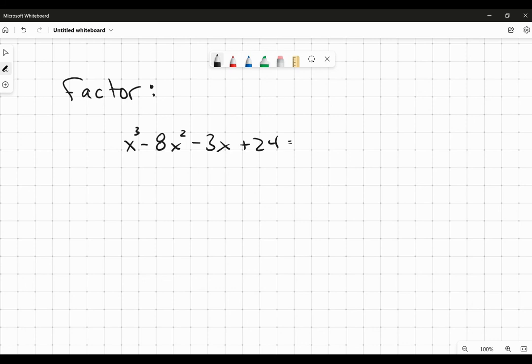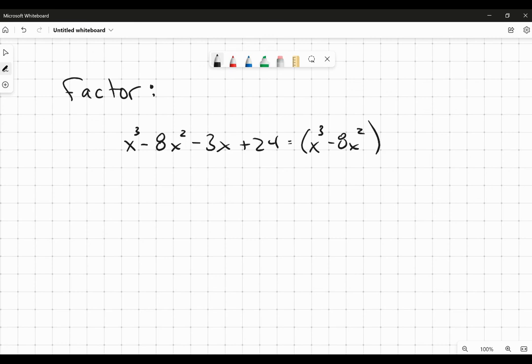All right, hi everybody. So in this video, we're going to look at another example of factoring. In this case, I notice I've got four terms: x cubed minus 8x squared minus 3x plus 24. And typically when I see four terms, I am assuming that I'm going to do some grouping here. So I'm going to put the first two terms in parentheses.